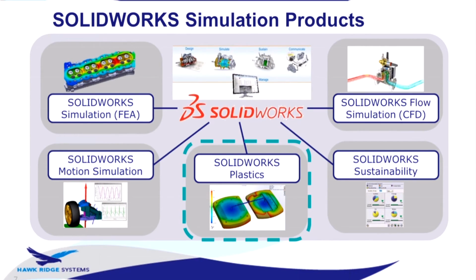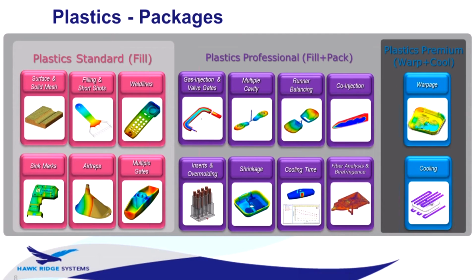Very designer-focused workflow. It comes in 3 packages. Plastics Standard lets you fill your component, identify weld lines, air traps, short shots, and get information about pressure and clamp force and sink marks. Plastics Professional lets you start expanding into multi-cavity layouts. And Plastics Premium is going to start to involve warp and analyze cooling systems.